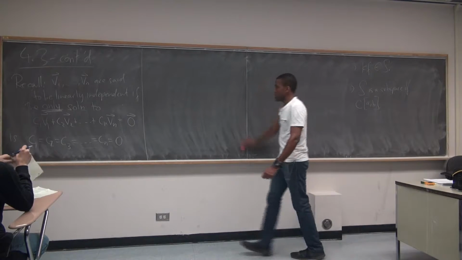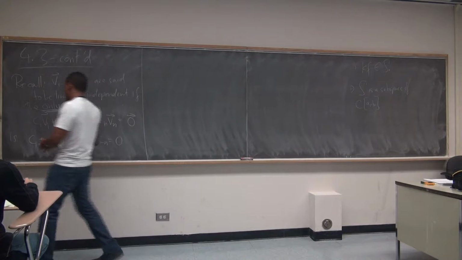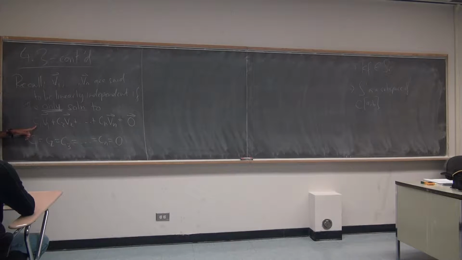Because the idea is, let's say one of these C's were not 0. For example, let's say C1 wasn't 0. What I could do is I could bring everyone else to the other side and then divide through by C1. And I'd be able to write V1 as a linear combination of the other guys. Which means, ultimately, V1 is redundant. He didn't add anything, right? Because I could create him from what I already have. This makes him redundant.